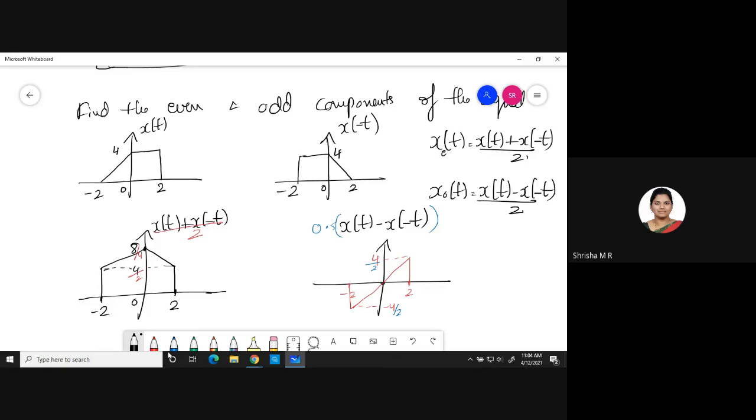So we have solved even and odd components of the signal with respect to continuous time signals. With respect to discrete time signals, I'll solve it in future classes. Next I'll start with energy and power signals. After we complete energy and power signals, we can find the even and odd components of discrete time signals. Fine. So now we'll start with energy and power signals.